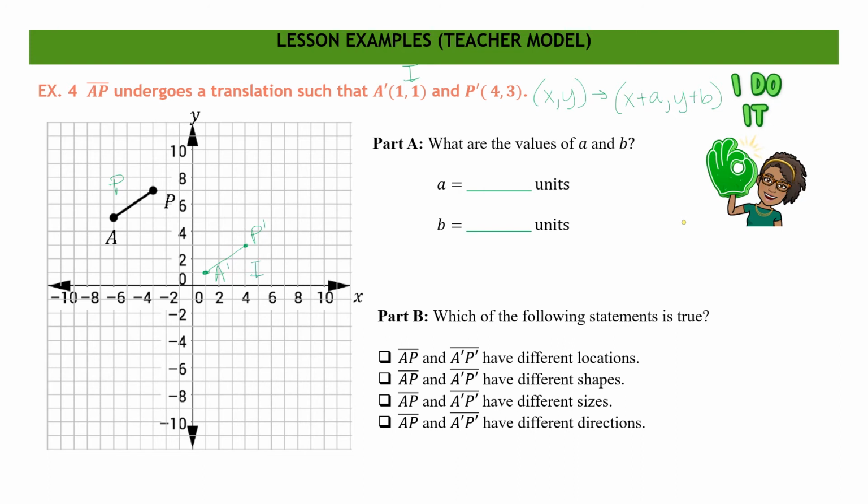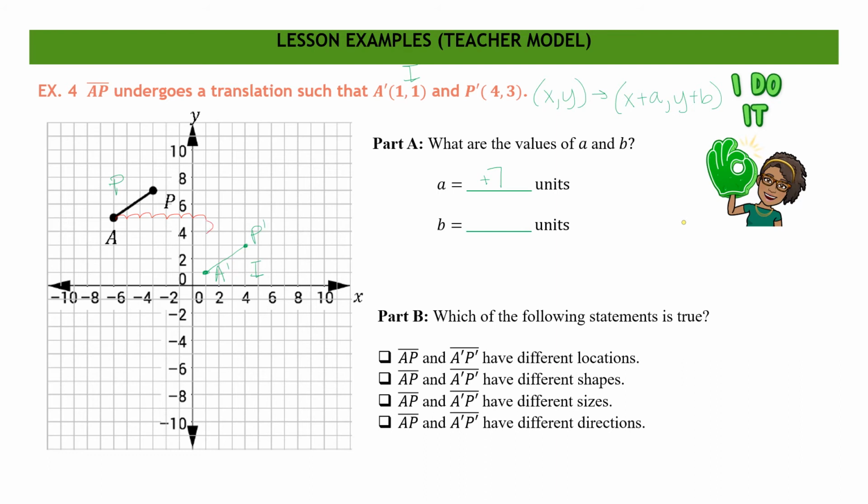And we're going to determine what the a is first. For the a, remember a is a horizontal shift, right? How many units do I have to move in order to get to that image point? So let's go from A and see how many units land me at A prime. We have 1, 2, 3, 4, 5, 6, 7. So far it looks like we have 7 units, and we went to the right, so we know that is 7 units plus, right? And then let's see how many units we had to move vertically to get to A prime.